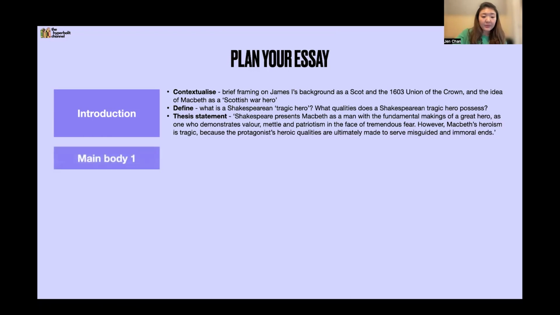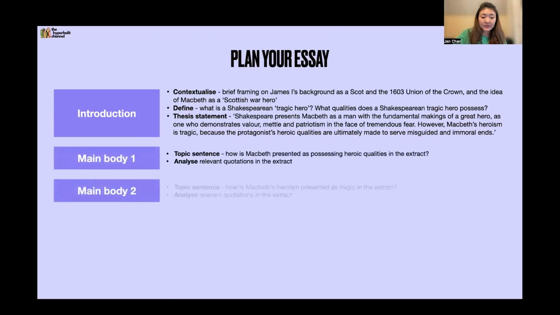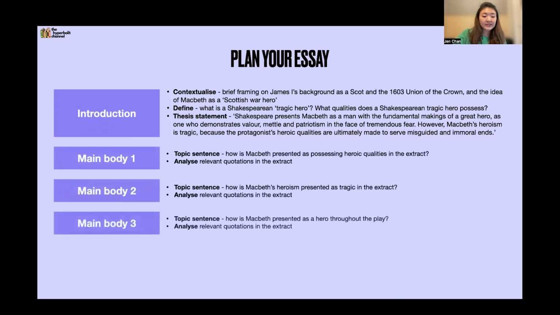And then we move on to all the main body paragraphs, which would essentially be framed by our topic sentences, right? So I've decided to structure in a way where I would first talk about how Macbeth is presented as possessing heroic qualities in the extract, then move on to talk about how Macbeth's heroism is presented as tragic in this extract, before finally, in the final main body paragraph, zooming out and looking at how Macbeth is presented as a hero throughout the play, which is when we kind of trace his fall from grace from the start to the end of the play.